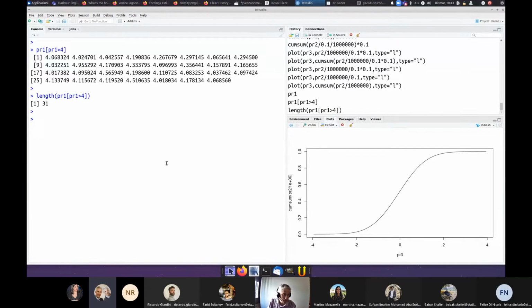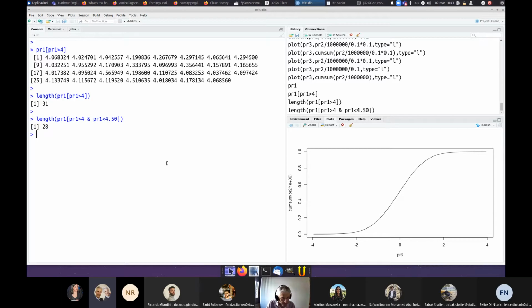Okay, and this is the condition. We learned how to put a condition and how to put a second condition, PR1 lower than 450. But here I have to put the square parentheses here, okay? And so you learned how to put conditions on vectors. We learned a lot of things, okay? And we learned how to manage the history, how to bring back the instructions in RStudio from the history to the console.